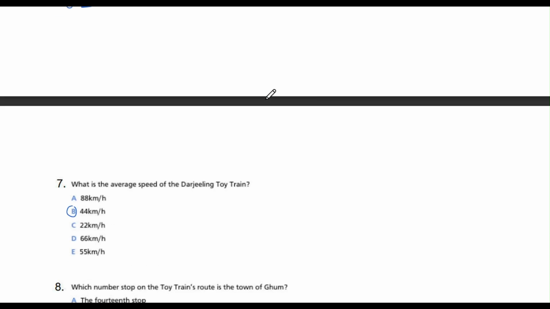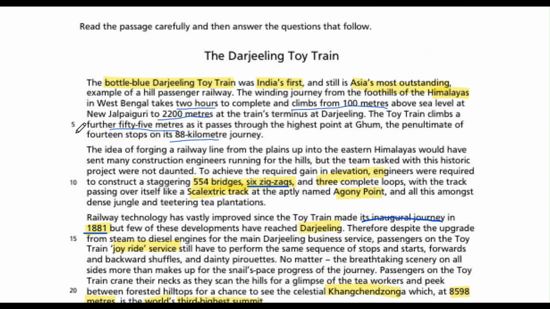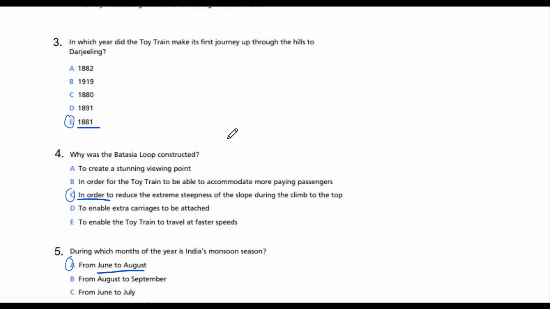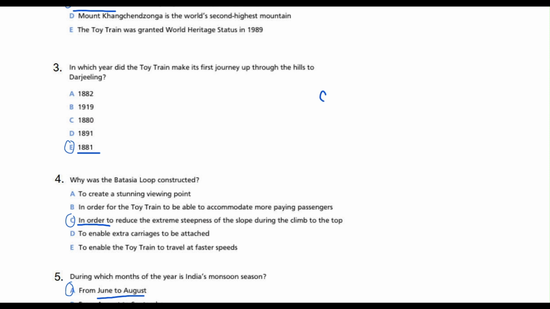Question 7. What is the average speed of the Darjeeling toy train? The choices are A, 88 kilometers per hour, B, 44 kilometers per hour, C, 22 kilometers per hour, D, 66 kilometers per hour, E, 55 kilometers per hour. The correct answer is B, 44 kilometers per hour. The journey is 88 kilometers and takes about 2 hours. Speed is distance divided by time, so 88 divided by 2 is 44.